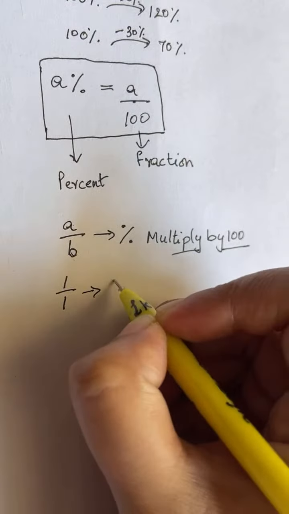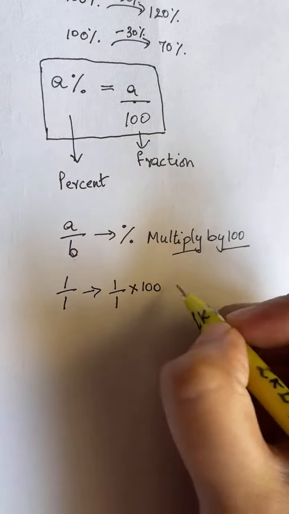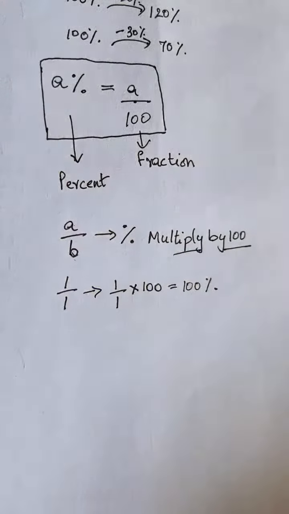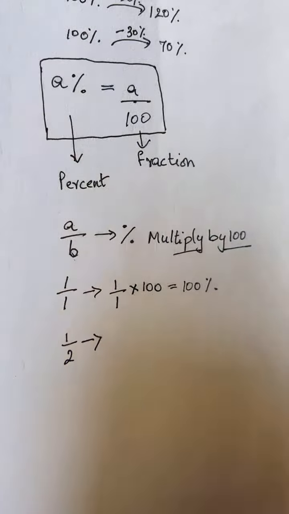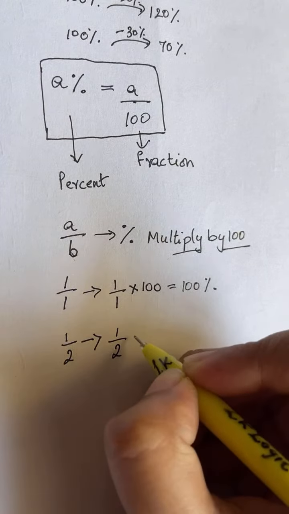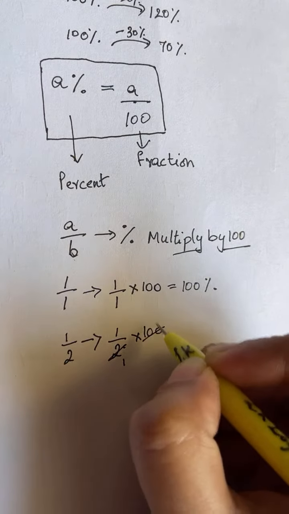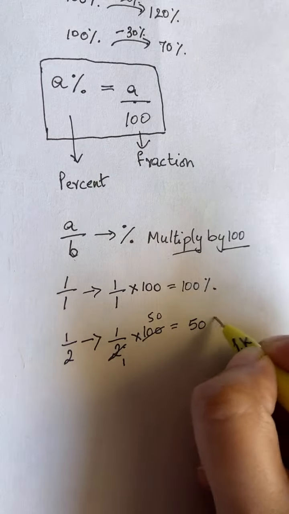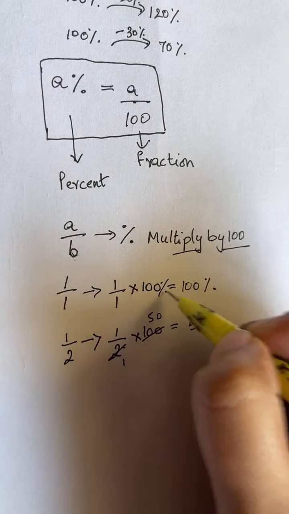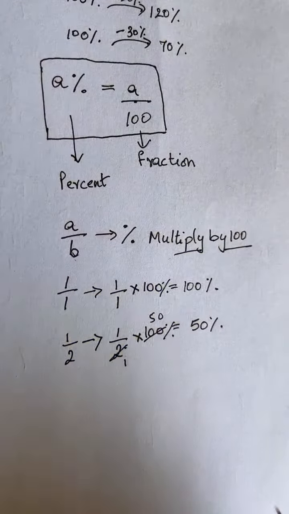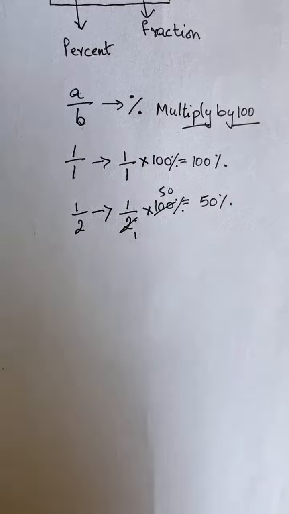So what are we going to do? We're going to write the fraction 1 over 1 multiplied by 100. So 1 times 100 is 100%. Okay, so let's take another example, 1 by 2. When you have 1 by 2, let's multiply it with 100, and this goes 50 times. 2 times 1 is 2, 2 times 50 is 100, so you got 50%. Always remember, you're not multiplying by 100, you're multiplying by 100%.